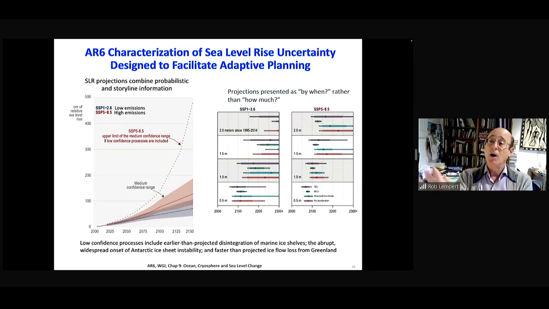So it's basically probabilistic estimates for the part we understand, but these science-driven storylines of processes that would take one out of sample. On the right is presenting this information not by how much sea level rise, but by when we might experience certain levels of sea level rise. And so there are panels for two different socioeconomic emission scenarios. And then it shows the earliest and latest dates under a variety of assumptions that you might get a certain amount of sea level rise. The idea being that when it occurs is more decision relevant in a variety of contexts than how much you get by a certain date.